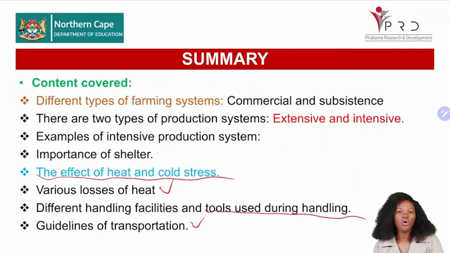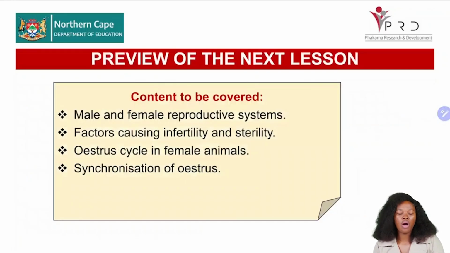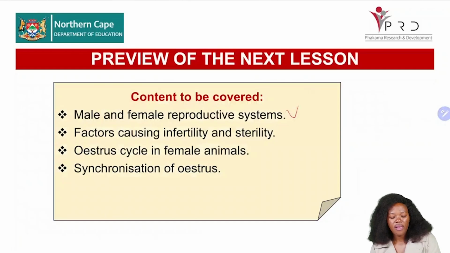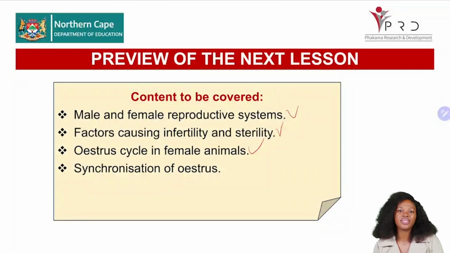Guidelines of transportation. Now, our next lesson will be based on, remember, we're still on revision, animal reproduction, your question 4, right? Where we'll be looking at the male and female reproductive system, factors causing infertility and sterility, oestrus cycle, synchronization, and it will also include artificial insemination as one of the artificial matings.